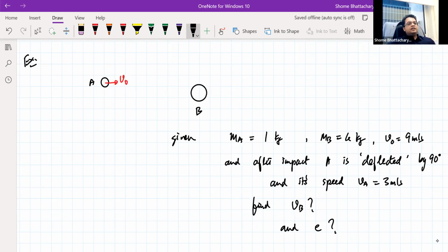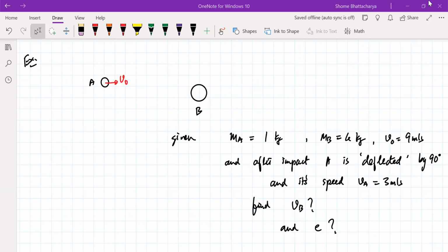Deflected by 90 degrees means it turns by 90 degrees. So its velocity's direction, because of the impulse of impact or the collision impulse, turns by 90 degrees. So it goes off with the final velocity at 90 degrees with respect to the initial velocity. Numerically this is simpler to handle, because one angle is directly given to us, and that angle happens to be 90 degrees. And also one final speed is given to us. So we just need two equations because two quantities are already known.